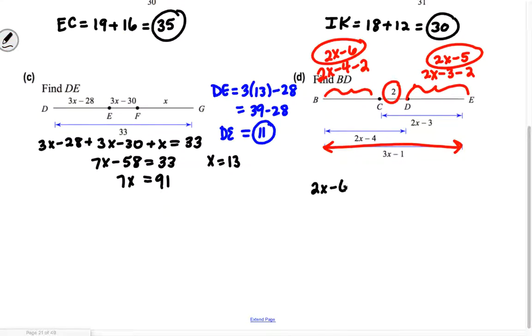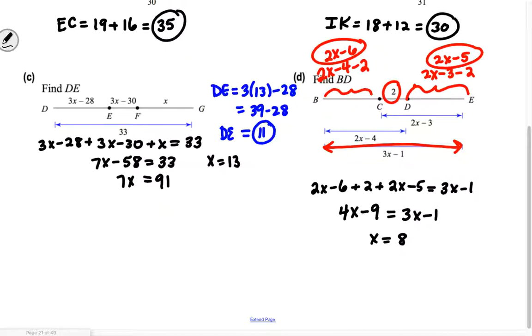So 2x minus 6 added to 2 added to 2x minus 5 has to equal 3x minus 1. Now I didn't have to find both 2x minus 6 and 2x minus 5, because see how I could have just done the 2x minus 4 added to the 2x minus 5 and I'd be good. So you don't have to go too far if you want to. So we get 4x minus 9 equals 3x minus 1. So x is equal to 8.